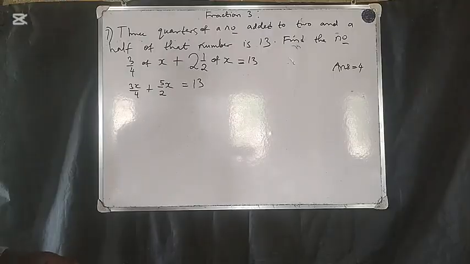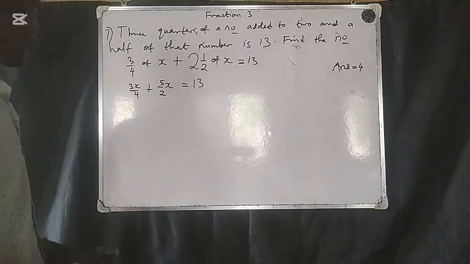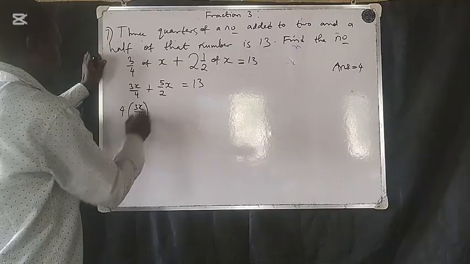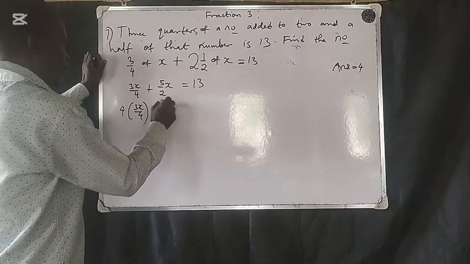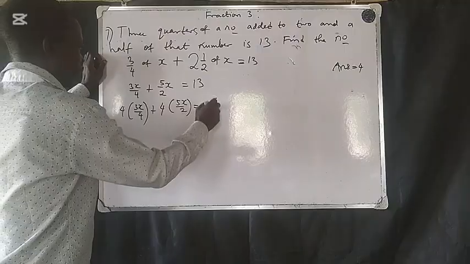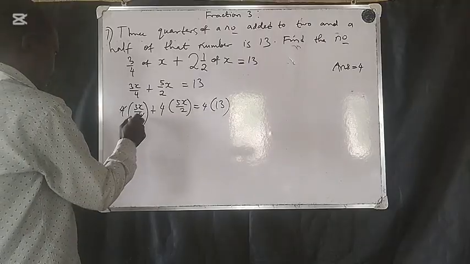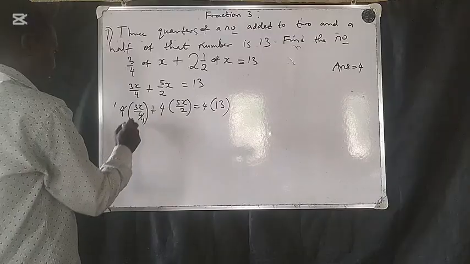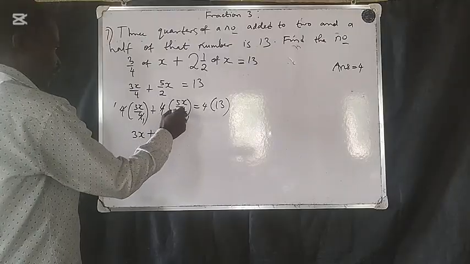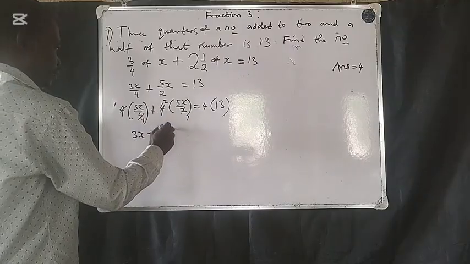Now let's clear the fraction by multiplying everything by the LCM. The LCM of 4 and 2 is 4. So we say 4 multiplied by 3x over 4, plus 4 multiplied by 5x over 2, then 4 multiplied by 13. This 4 will remove this one. 4 here 1, 4 here 1. So we have 1 times 3, 3x. Plus 4 here 1, 4 here, 2 here 1, 2 here 2. 2 times 5 will give us 10x.